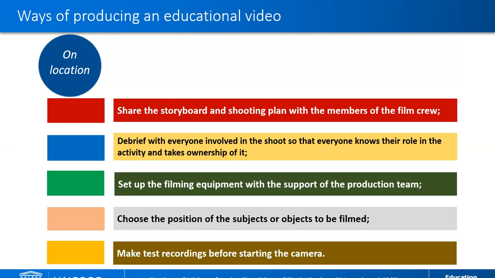Sharing the storyboard and shooting plan with the members of the film crew. Debriefing everyone involved in the shoot so that each one knows their role in the activity and takes ownership of it. Setting up the film equipment with the support of the production team. Choosing the position of the subjects or objects to be filmed. And making test recordings before starting the camera.